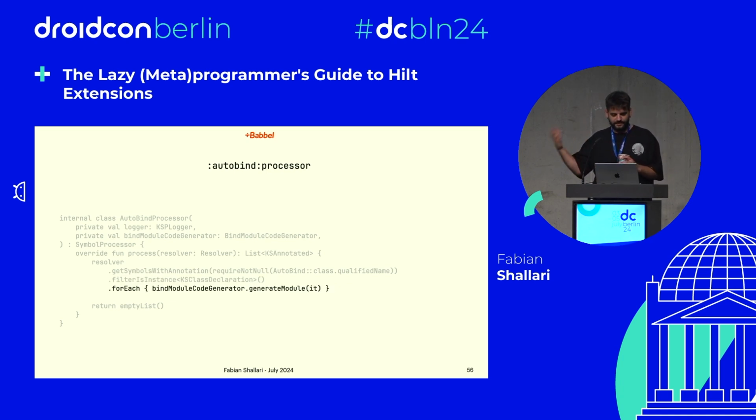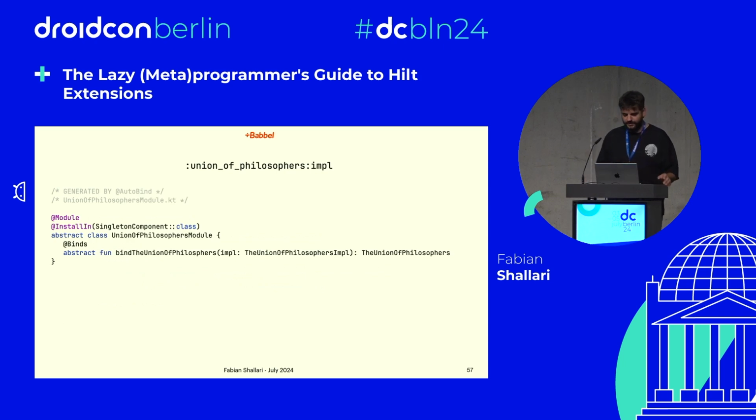And afterwards, for each of the class declarations annotated with out-of-bind, we want to generate a Dagger module. Therefore, we pass along the out-of-bind annotated implementation to the class that will do the code generation. So far we have found all the class declarations in code which are annotated with out-of-bind, and we have passed all of them to the code generator.